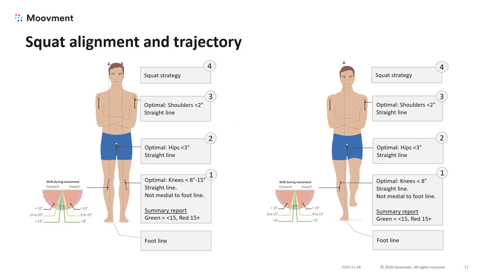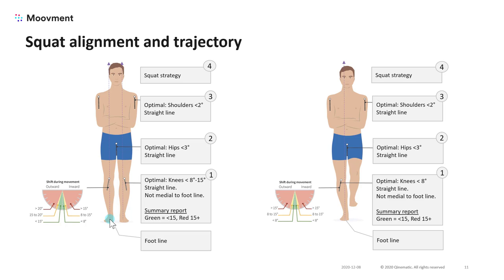To evaluate the squat, we're interested in alignment and the trajectories of various body parts. We have quite a clear protocol for evaluating the squat. First, we want to check that the feet are pointing forwards and that the person's wearing suitable clothing. Ideally, they're in their underwear and most body parts are exposed.